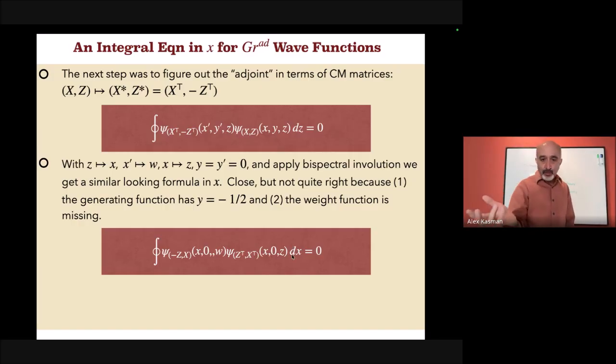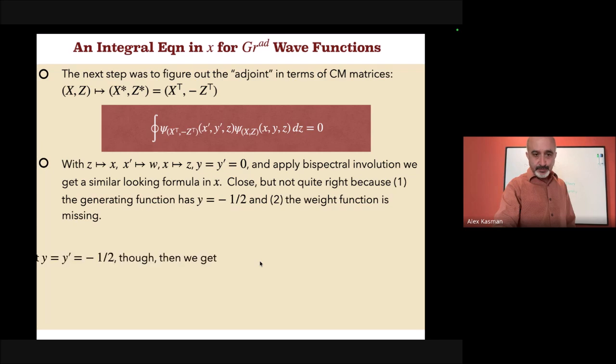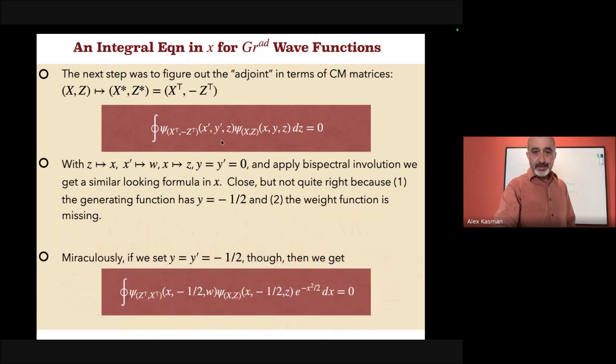So that's where I was last summer. I'm not sure I'd gotten much further than this, even at the conference in Miami where I met a lot of you. But then a miracle occurred. If instead of plugging in y equals 0, which is what one normally does when applying the bispectral involution, you use y equals -1/2 and you apply it to this, you get this formula. You get -1/2 in there, and this e to the minus x squared over 2 appears magically.